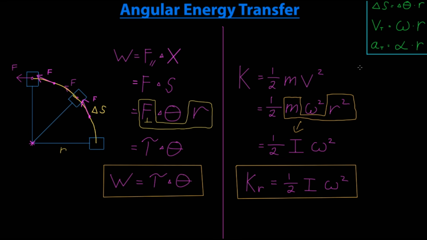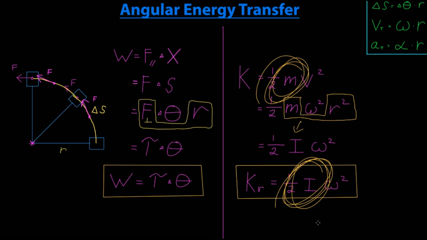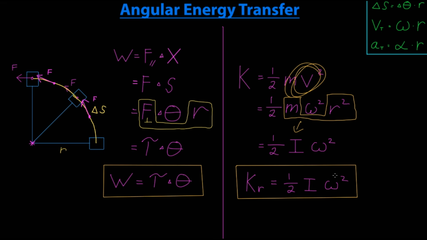And notice there is a shortcut, because all I really did is take mass and replace it with the rotational equivalent of mass. Then we took velocity and replaced it with the rotational equivalent of velocity.